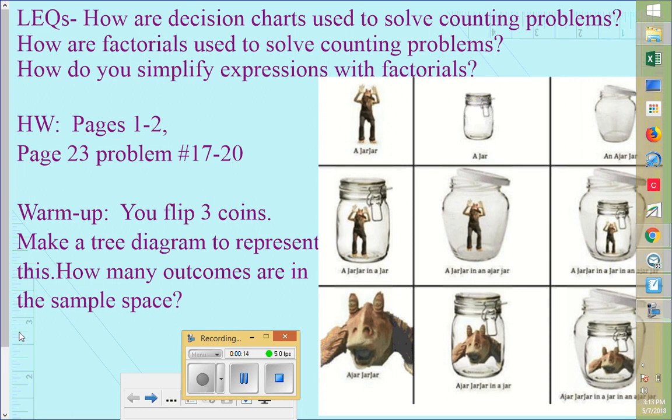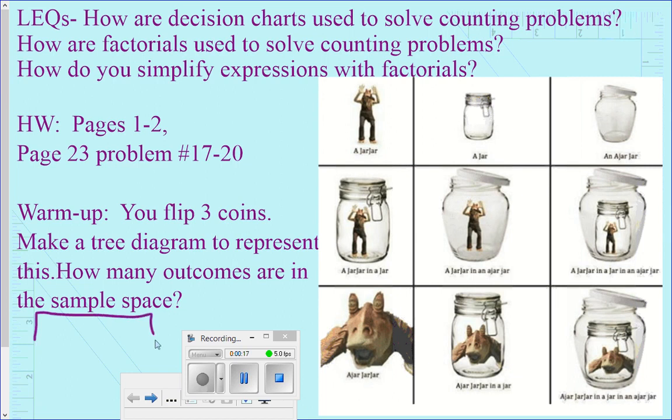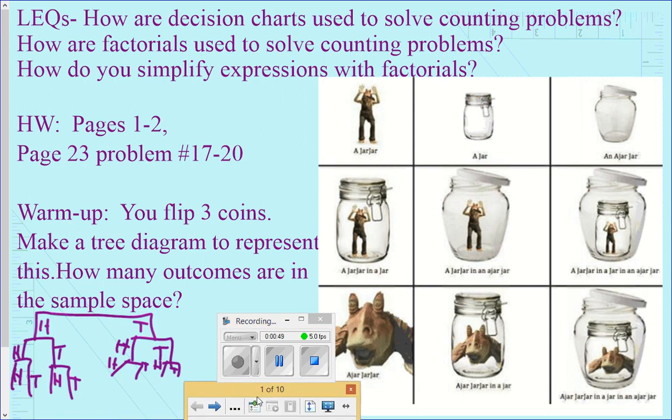So if I'm flipping 3 coins, I have to start with the first coin, and I have heads or tails. And then second coin, heads or tails. And then the third coin, heads or tails. Quick diagram there, kind of messy, but you get the idea. Okay, so we count those. We have 1, 2, 3, 4, 5, 6, 7, 8. There are 8 possible outcomes in the sample space.